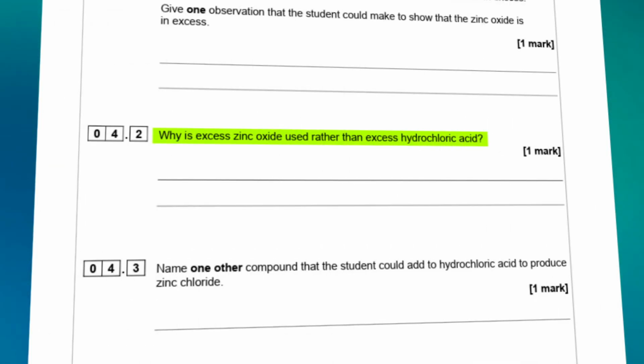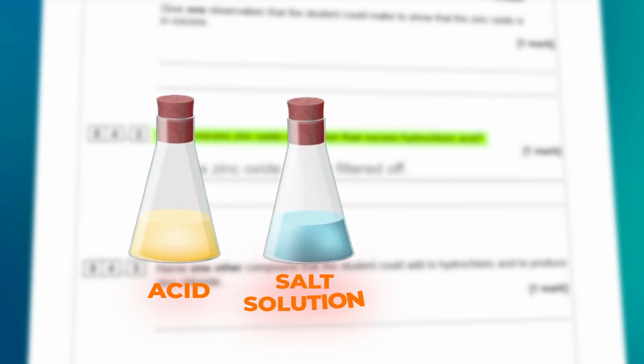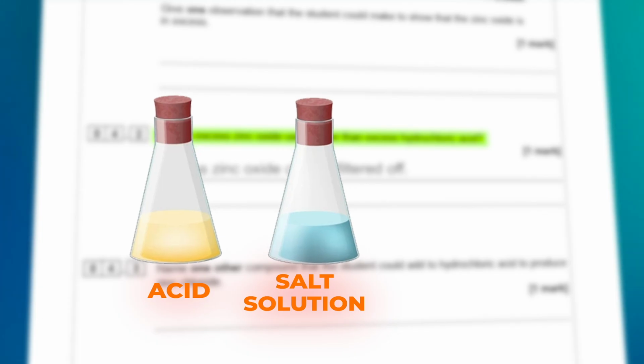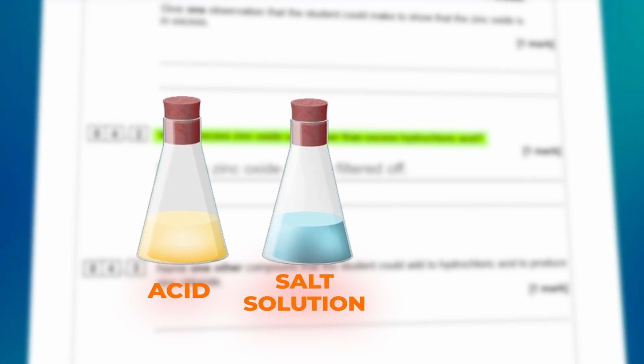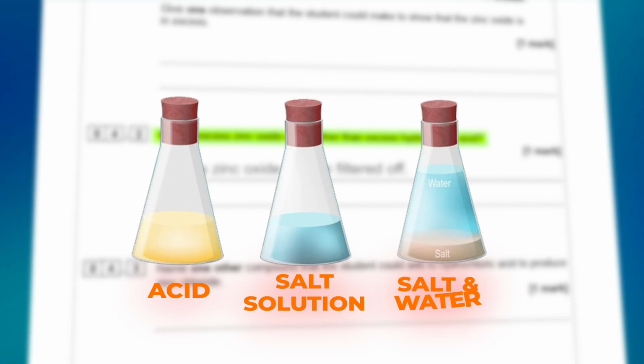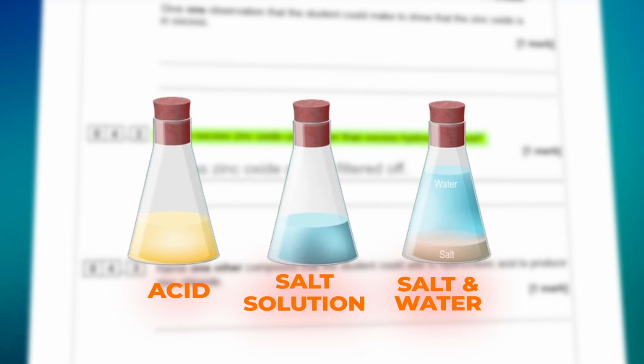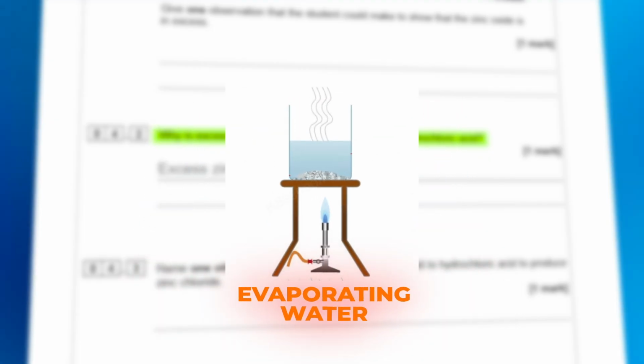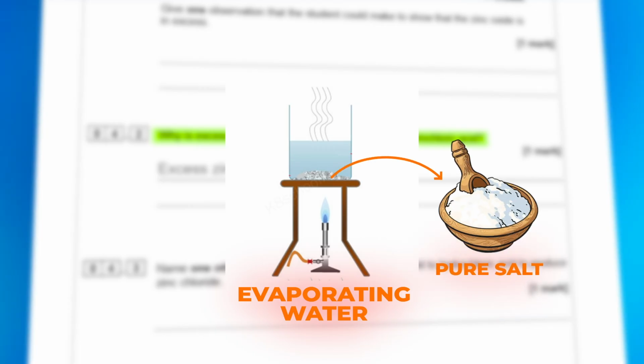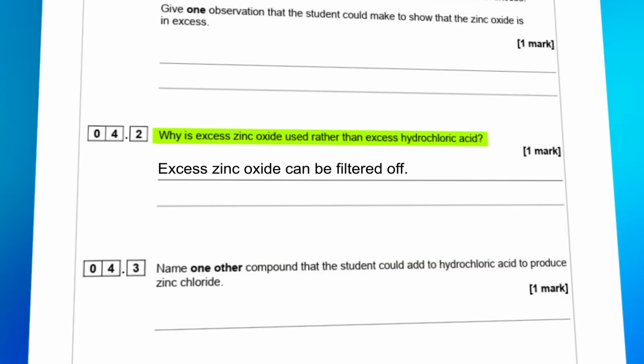And this short sentence is that excess zinc oxide can be filtered off. So just to explain why this is the answer, the reason that you want to in the first place add an excess is to make sure that all of the acid is reacted. And then the filtering removes the unreacted insoluble reactant from the salt solution. And as all the acid is used up and the insoluble reactant has been removed now, this only leaves the salt and water. And therefore, when you do the step of evaporating the water, this leaves the pure salt on its own, which is the desired outcome for this experiment.